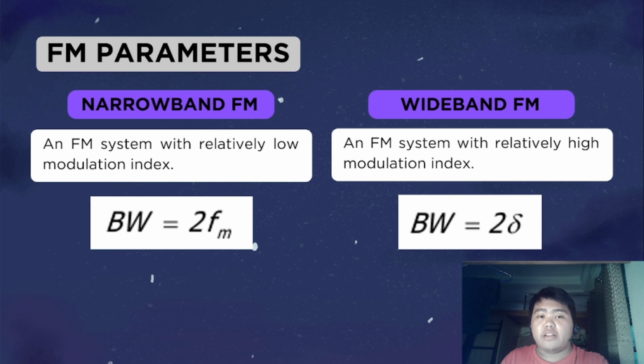Another requirement for the FM bandwidth is the narrowband FM, which only occurs when an FM system has a relatively low modulation index, where we can express the bandwidth as twice the modulating frequency. The opposite of it is the wideband FM, which only occurs when an FM system has a relatively high modulation index, in which we can express the bandwidth as twice the frequency deviation.